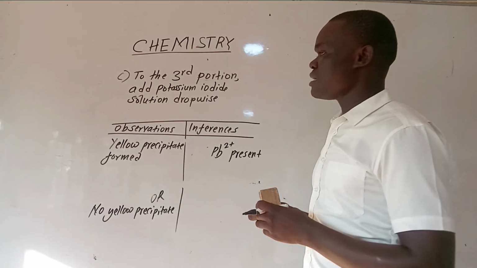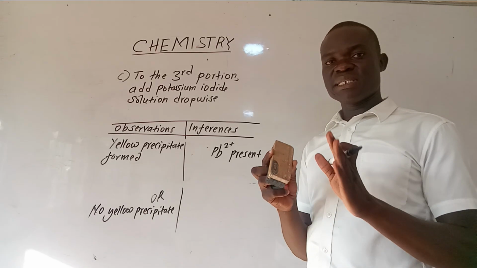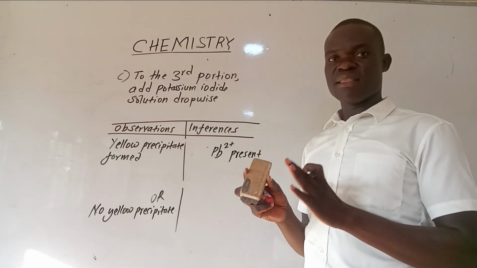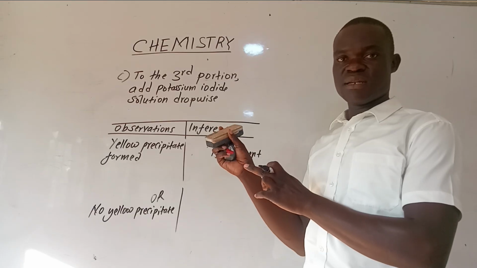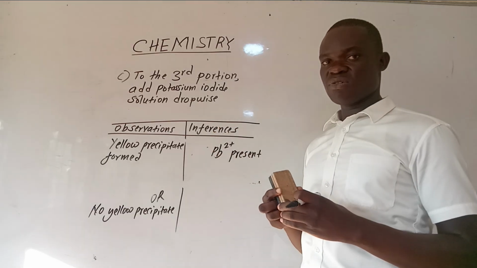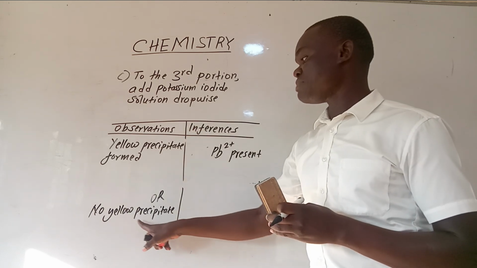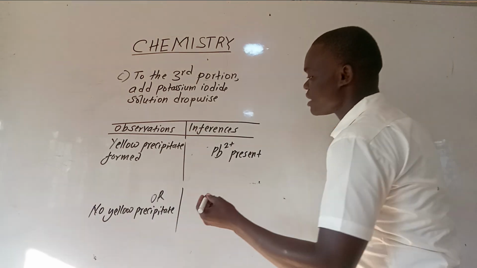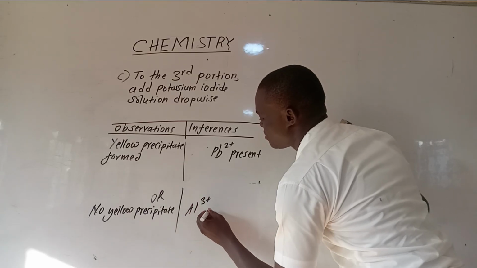When I see ammonium solution, I know well that a white precipitate is to form, and this white precipitate must dissolve in excess of this reagent. Same to sodium hydroxide. So when we use potassium iodide and no yellow precipitate forms, we will be talking about aluminium ion present.